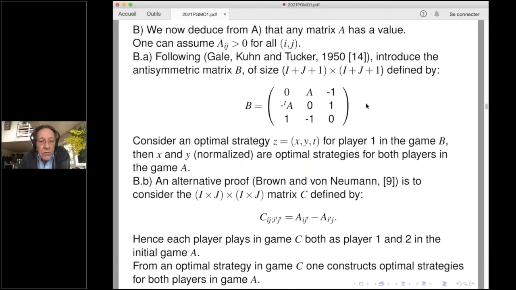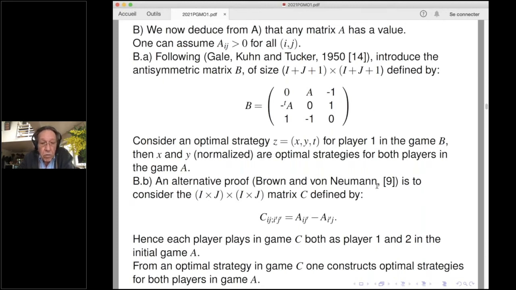Okay. And if so, this matrix is antisymmetric, so it has a value and an optimal strategy. And if you look at an optimal strategy X, Y, T for player 1 in this game, so X corresponds to the component on the first block, Y the component in the second block, and T is a scalar, you show easily that X and Y normalized are optimal strategies for both players in the game A. Basically, it's as if player one was playing as player one in the game A and as player two in the game minus the transpose of A.